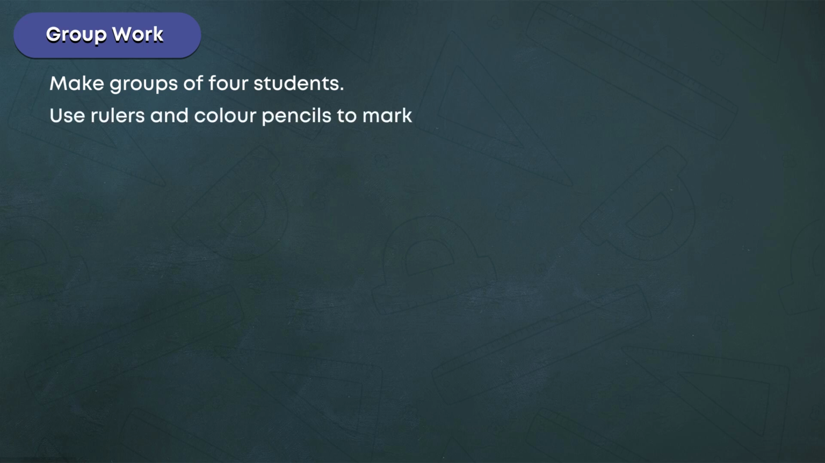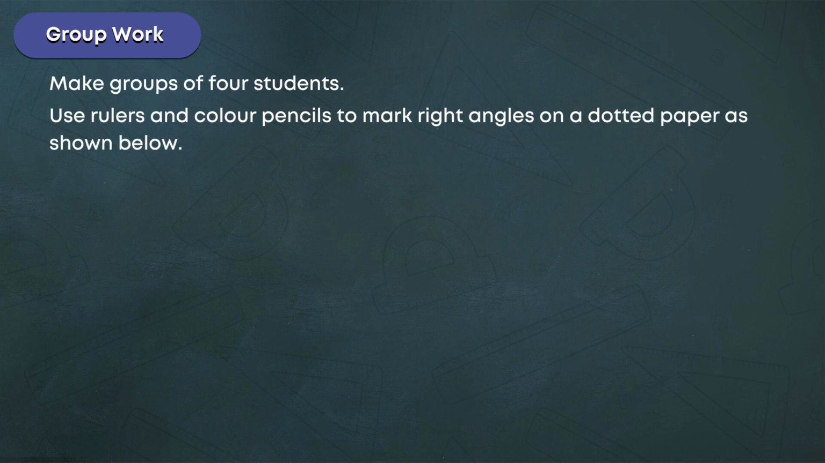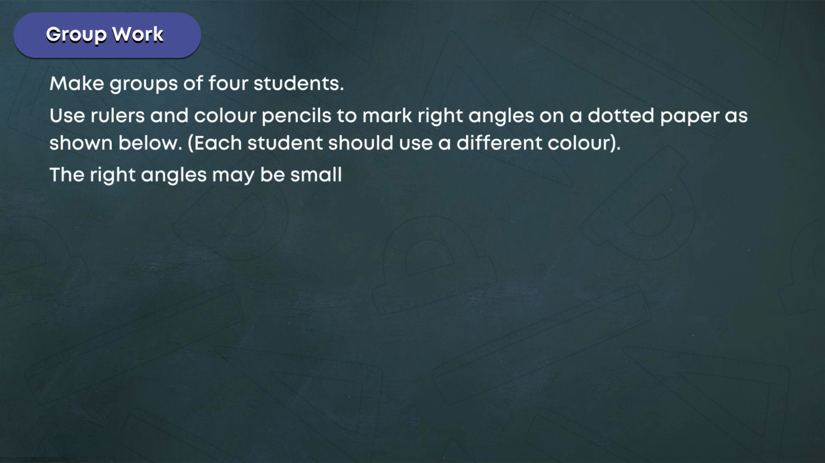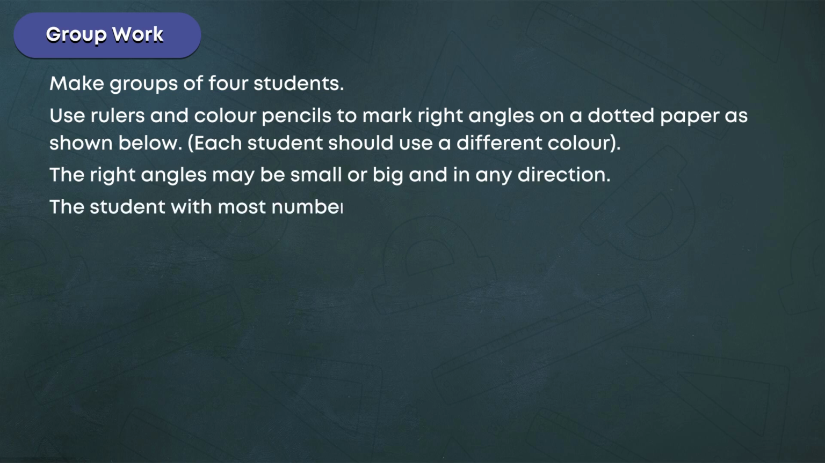Group work. Make groups of 4 students. Use rulers and color pencils to mark right angles on a dotted paper as shown below. Each student should use a different color. The right angles may be small or big, and in any direction. The student with the most number of right angles drawn would be the winner.